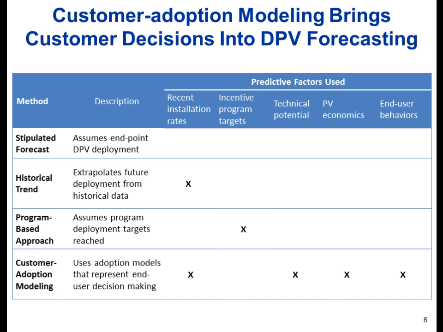Customer adoption models explicitly use historical DPV deployment, location-specific technical potential, and also various economic considerations, as well as end-user behaviors, all constituting part of the predictive factors in a model. There can be quite a lot of data at times to calibrate these models.